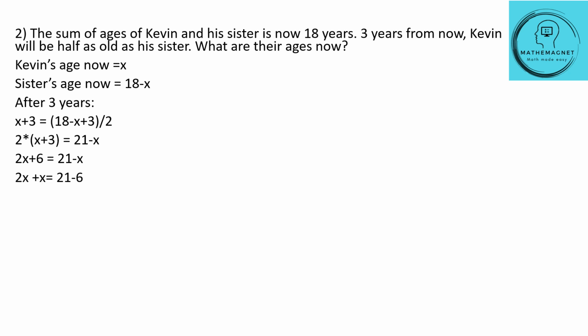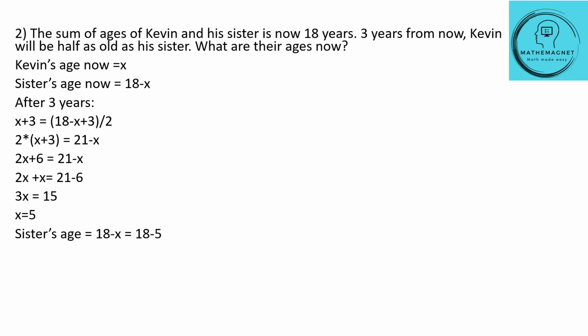Let's bring the variable terms together to one side. So minus 6, when you bring it to this side of the equation, becomes plus x. So 2x plus x equal to 21 minus 6. We will bring plus 6 from this side of the equation to the other. So it becomes 21 minus 6. So 3x is equal to 15. X is equal to 15 by 3, which is equal to 5.